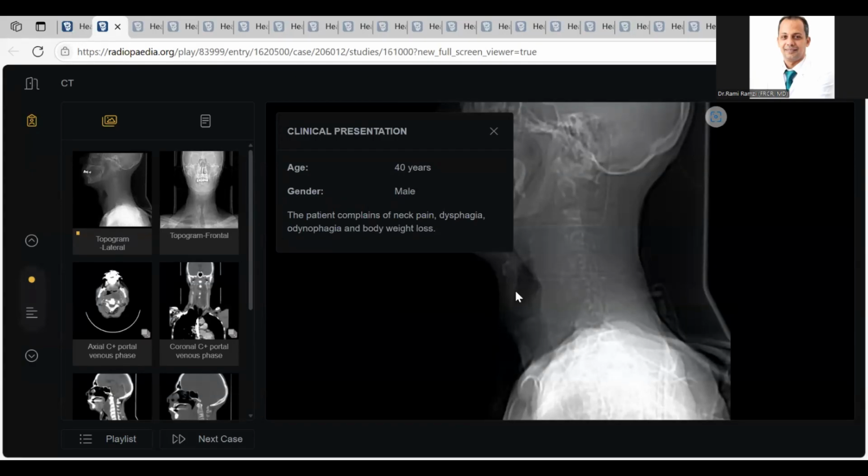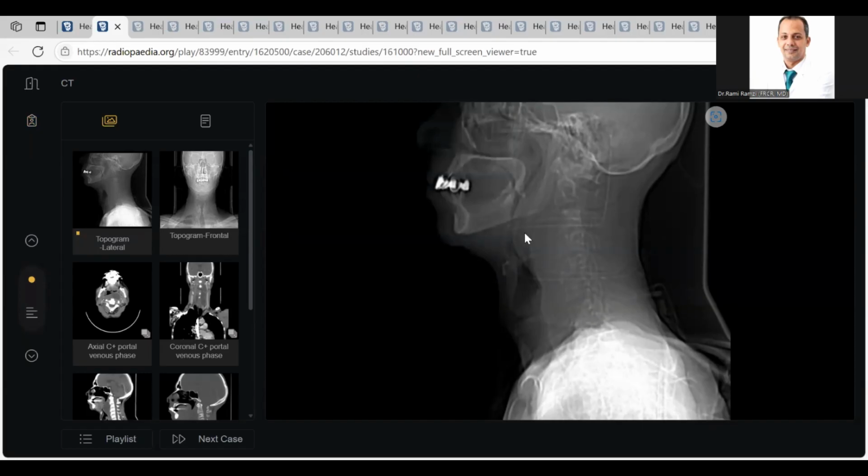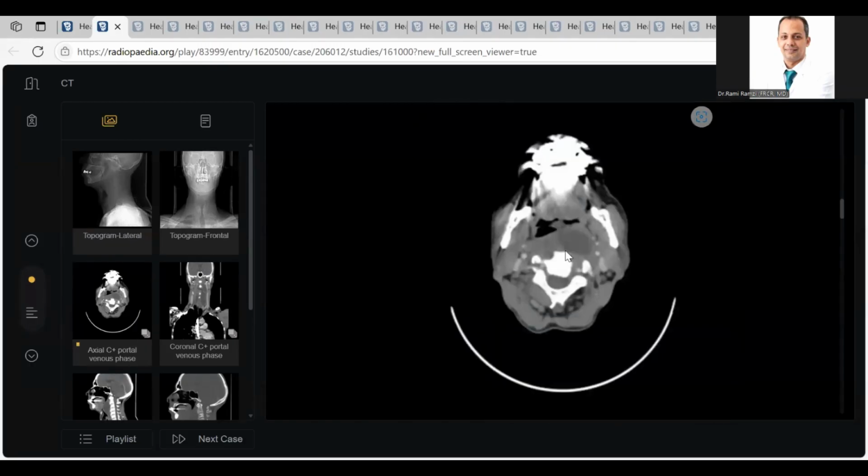40-year-old male patient complaining of neck pain, dysphagia, odynophagia, and body weight loss. I'm presented with a scanogram image of lateral cervical spine, in which I can see gross soft tissue thickening in the prevertebral region and the upper cervical vertebra, which is causing narrowing of the oropharynx and the nasopharynx. I would like to see this in the contrast enhanced CT of the neck for further elaboration of the abnormality. And I would also like to ask if there is any history of fever.